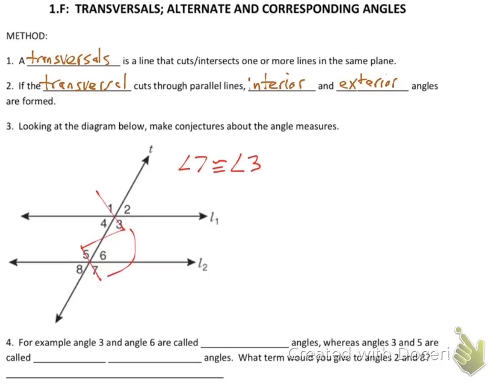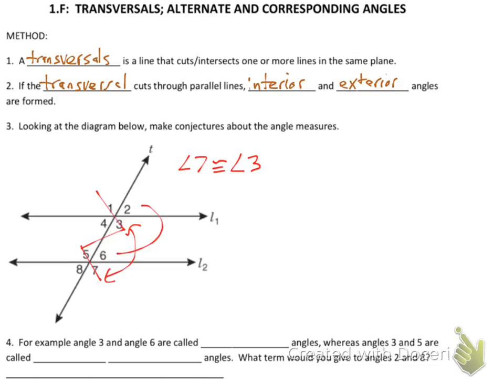So these two angles here are the same. Don't they look like they're the same? Like if I picked one up and dropped it on the other? Does anybody happen to know what the name of that is? It's up in the description as well. It's corresponding angles. Corresponding angles are the ones that look exactly the same on the same side of the transversal. So 7 and 3 are corresponding angles.